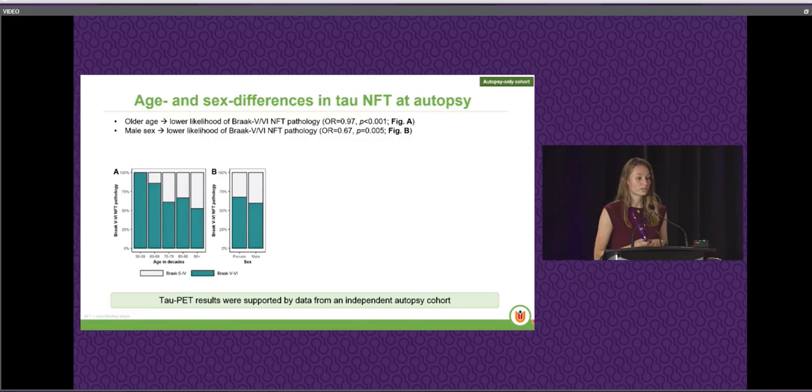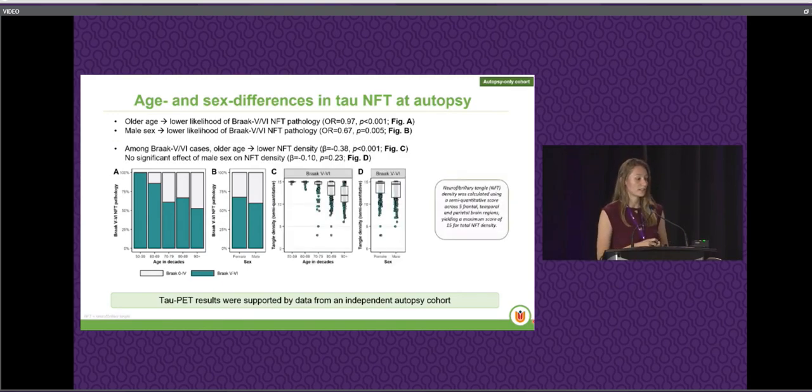So we next wanted to see whether we would find similar results in an autopsy-only cohort. Here we found that older age is associated with a lower likelihood of Braak 5/6 pathology, shown in A, and also male sex is associated with a lower likelihood of having Braak 5/6 pathology in your brain, shown in B. One important thing to keep in mind is that the Braak staging system is relatively crude, so people can be assigned Braak stage 5 or 6 when only a single tangle or very few tangles are present in Braak 5/6 regions. So we wanted to next look into individuals that have Braak 5/6 pathology and then understand whether age and sex still affect the amount of tangles that are present in the brain.